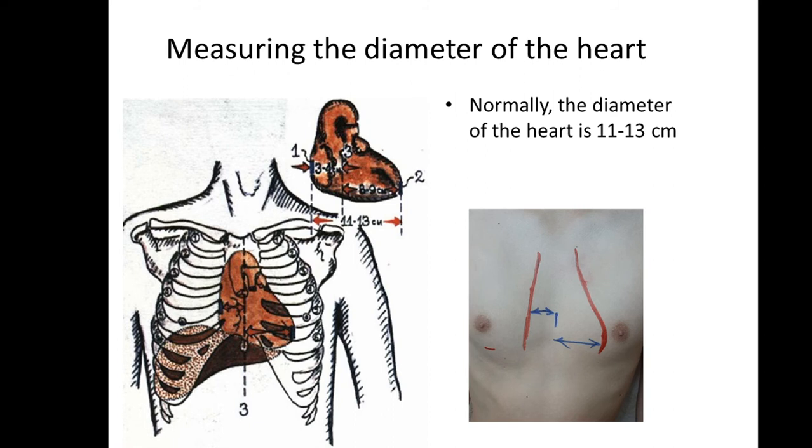Next is measuring the diameter of the heart. The normal diameter of the heart is 11 to 13 centimeters. For measuring this diameter, you should first measure from the right side, fourth intercostal space, to the anterior middle line, and then from the left side, fifth intercostal space, also to the anterior middle line. In total, the width of the heart should be 11 to 13 centimeters.